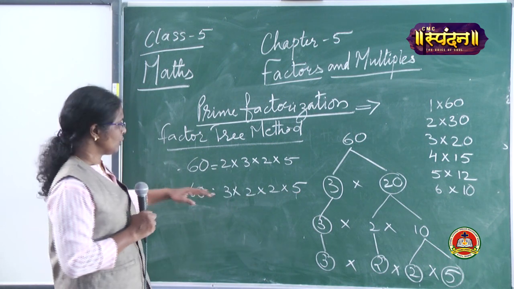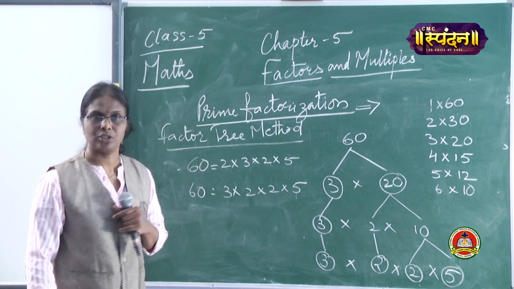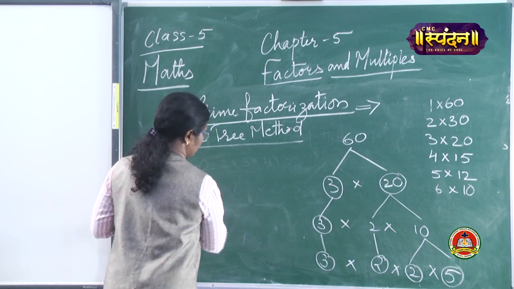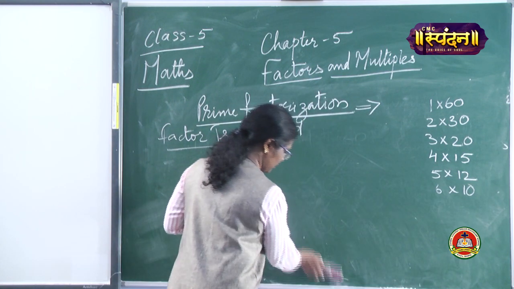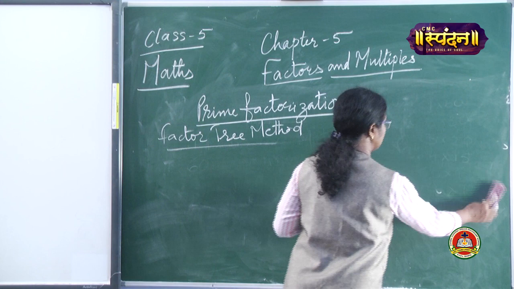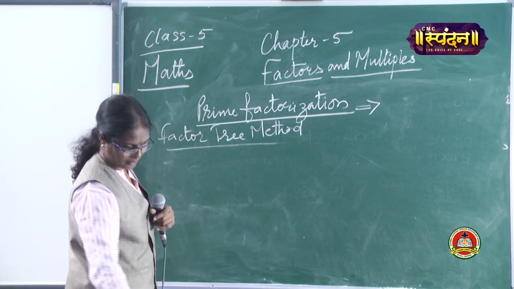So this method of finding the prime factorization of a number is called the factor tree method. Okay. Now I will tell you another method. Apart from the factor tree method, we have another method called the division method, which is more easier to do.